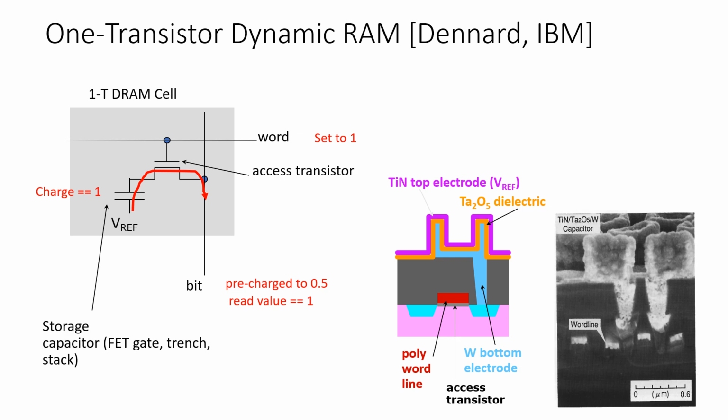Note that by reading the value of a cell, you also destroy its value, so it has to be written back, which takes time. Over time, the charge in the cell will also discharge because of leakage currents in the transistor. Therefore, even if you're not reading or writing the memory cells, they need to be refreshed, read and written back every 64 milliseconds with the current DRAM techniques.